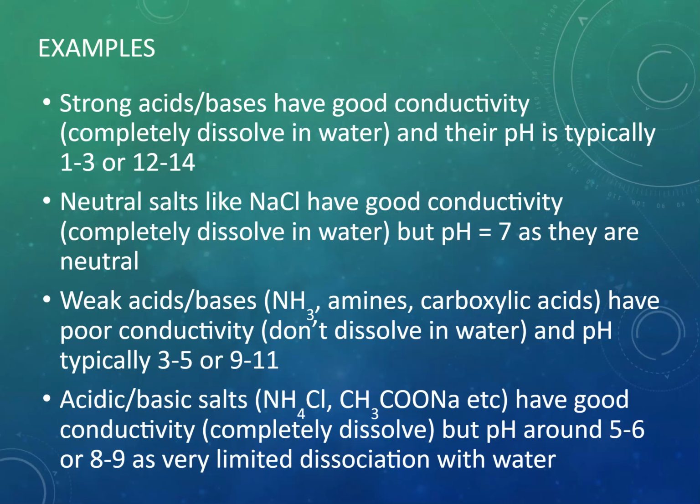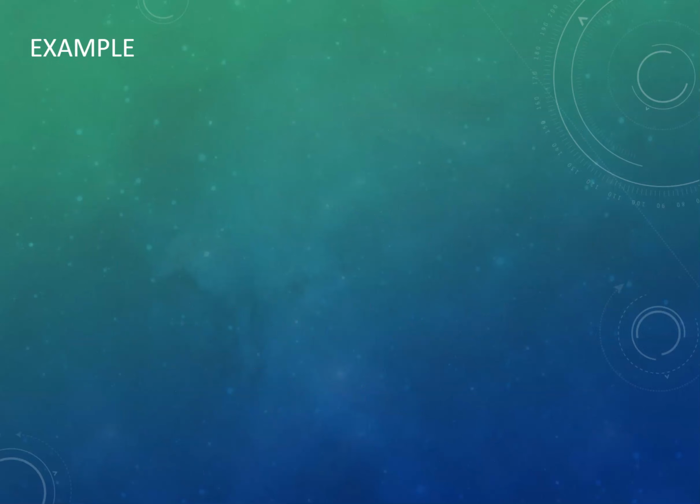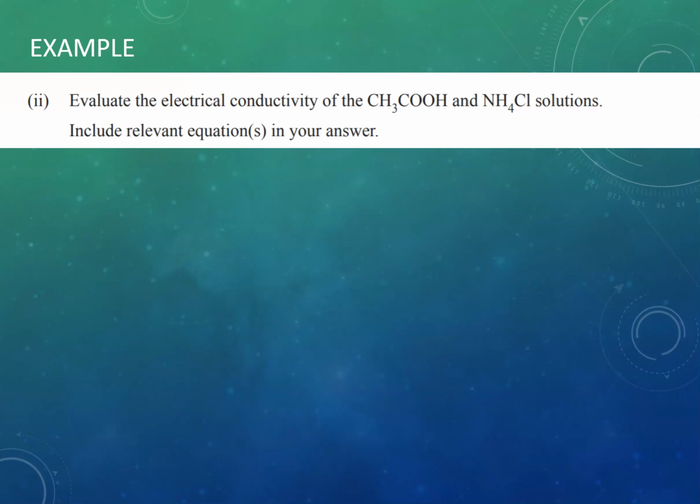So the sorts of things you might expect to see, and this is an exam question from 2018, was to evaluate the electrical conductivity of ethanoic acid and ammonium chloride solutions, including relevant equations. The previous part of this question told you that those solutions were of the same concentration. So that's another little trick to look out for, because obviously if you've got different concentrations of solution, then that can change again how many charged particles you get.